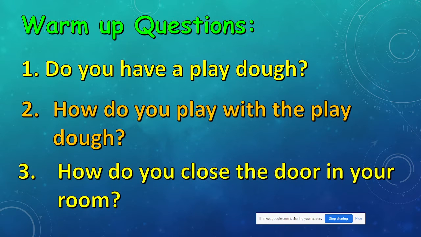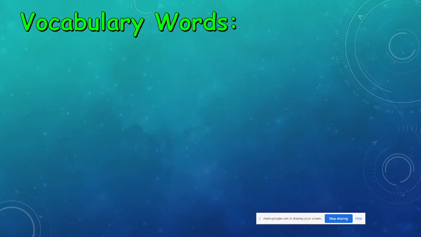All right. For number three, how do you close the door in your room? What do you do to close the door? Not remote control. The door in your room. Do you push it? Do you pull it? It depends on where you are, right? Sometimes you push it, sometimes you pull it. Okay. Now let us read the vocabulary words for today.